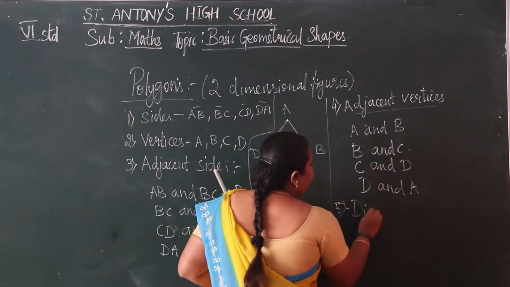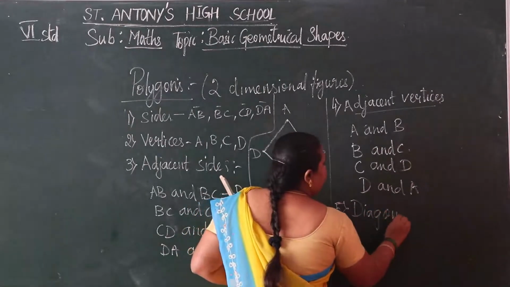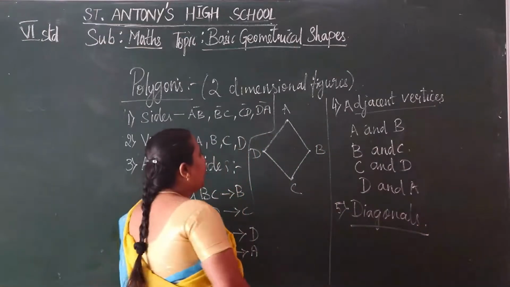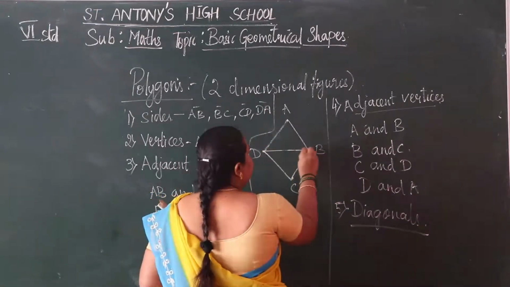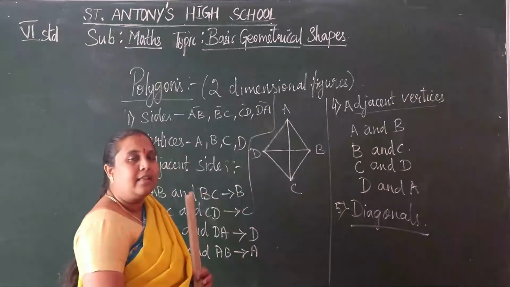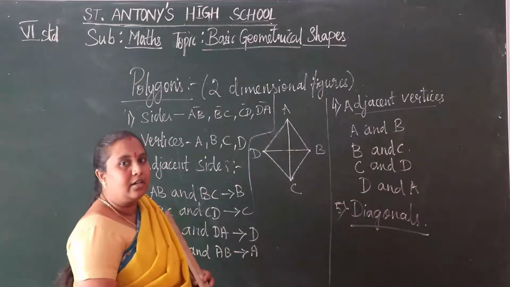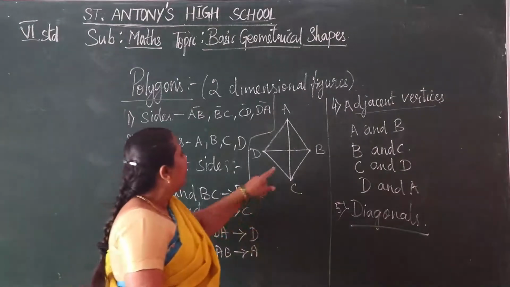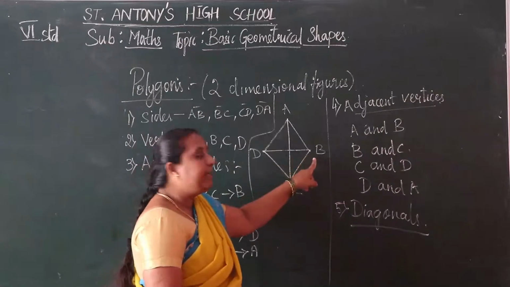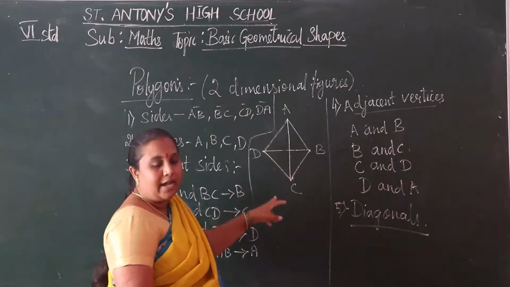So what is the next part of the polygon? Diagonals. Okay, see here we are joining the opposite vertices. We can join the opposite vertices, that we can say is a diagonal. Here we are joining AC and BD. These two are diagonals.